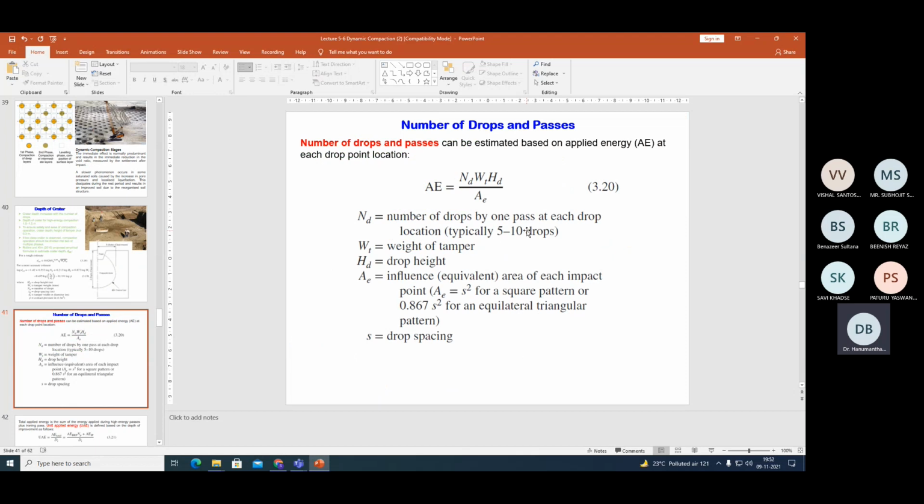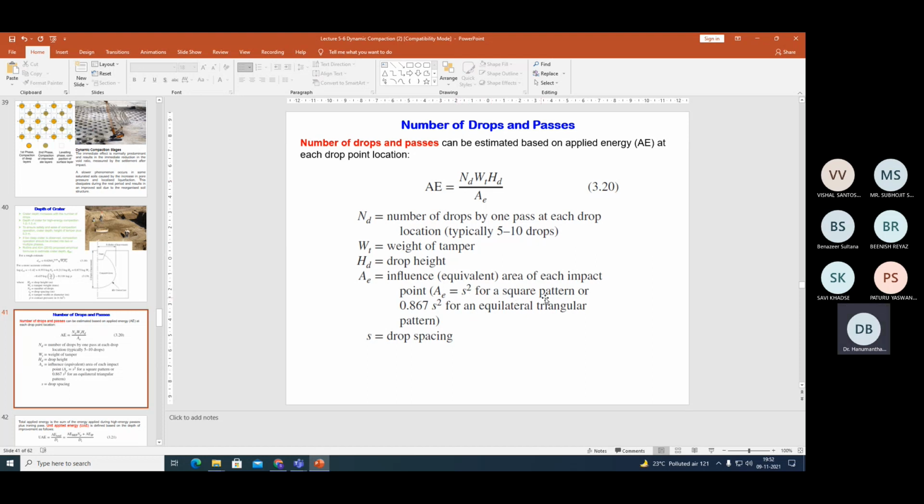Then how shall I determine the number of drops at a particular location and the number of passes required? That depends upon the amount of applied energy. Here the number of passes or the number of drops are correlated with the applied energy AE. So AE is equal to ND into W into H by A. ND means number of drops, which are typically 5 to 10. W is known, H is known. A is the zone of influence. This is very similar to your pattern.